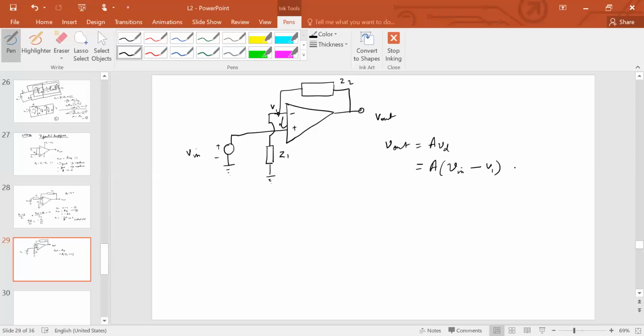V1. Okay, this is step 1. And what is V1? Just look at V1. This is a voltage divider, no? So therefore, V out divided by Z1 plus Z2, that is the current flowing through this. Why? Because there is no current flowing in this direction. This is 0 current, no? This IA is equal to 0. Again, due to infinite input impedance, there is no current flowing in this.